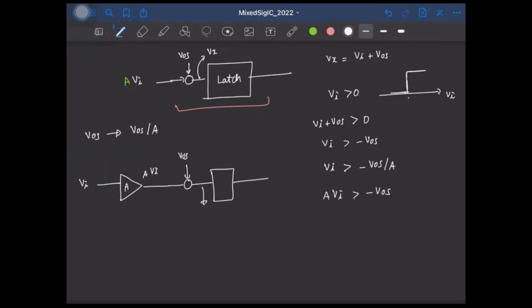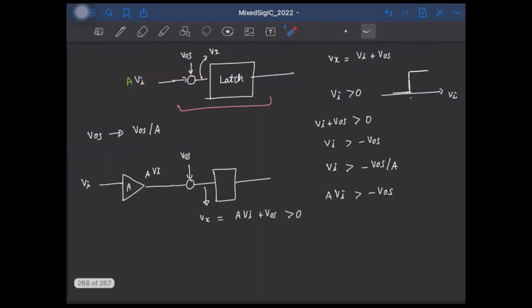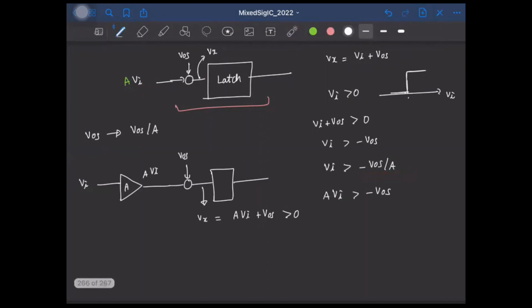Okay. So now the input here, Vx, will be A times Vi plus Vos, right? And obviously when this is greater than 0, the latch will toggle. So the offset is minus Vos by A, right? And this amplifier is usually called the preamplifier. So this preamplifier does two things. One, it helps us reduce the offset by a factor A. And also it increases the overall gain of the latch, right?